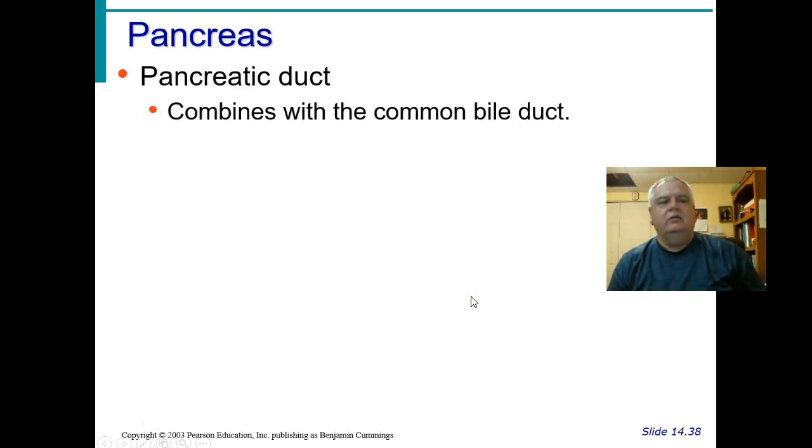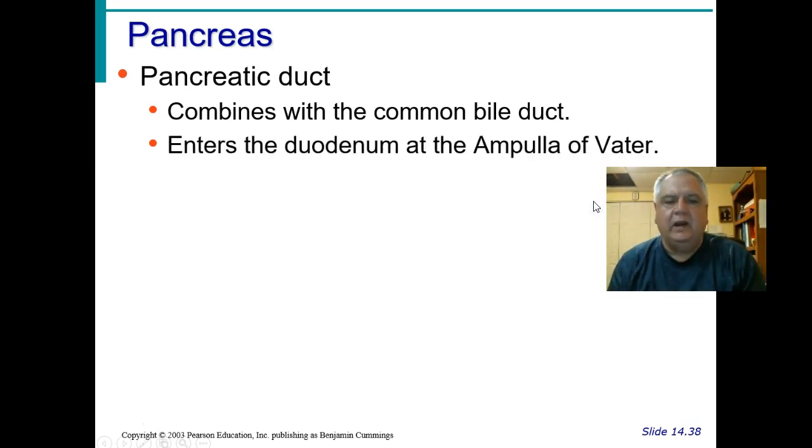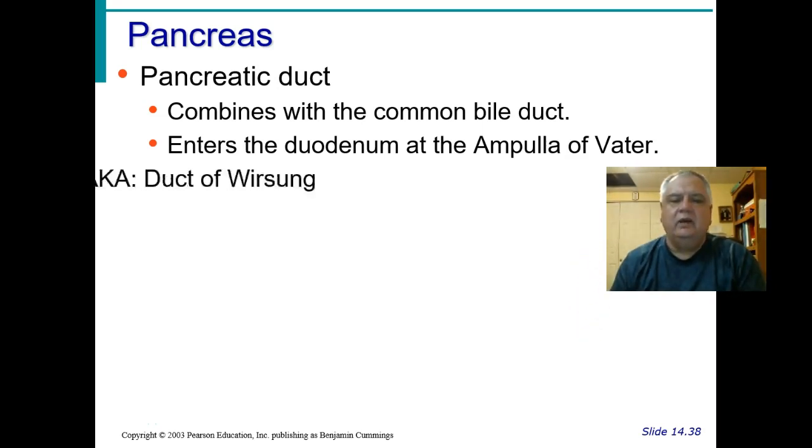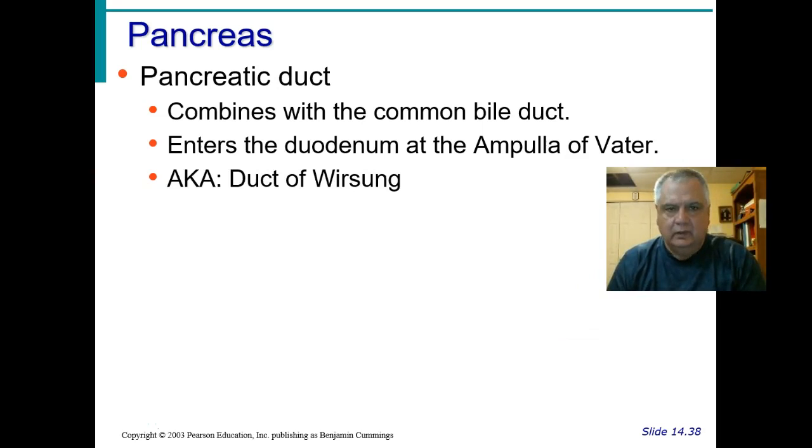So the pancreas produces the enzymes in the pancreatic juice, and it is going to be released into the small intestine. It's a ducted gland. The pancreatic juice is going to be released into the small intestine primarily by the pancreatic duct. The pancreatic duct is going to combine with the common bile duct, as we've seen in our previous diagram, and it's going to enter the duodenum at the ampulla of Vater.